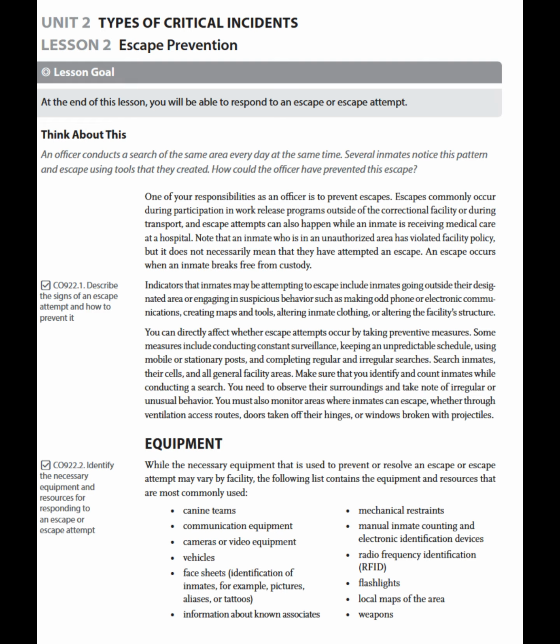Search inmates, their cells, and all general facility areas. Make sure that you identify and count inmates while conducting a search. You need to observe their surroundings and take note of irregular or unusual behavior. You must also monitor areas where inmates can escape, whether through ventilation access routes, doors taken off their hinges, or windows broken with projectiles.